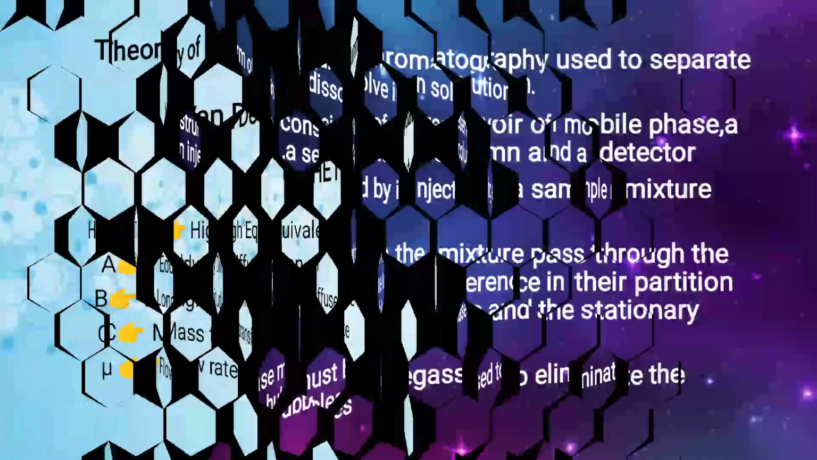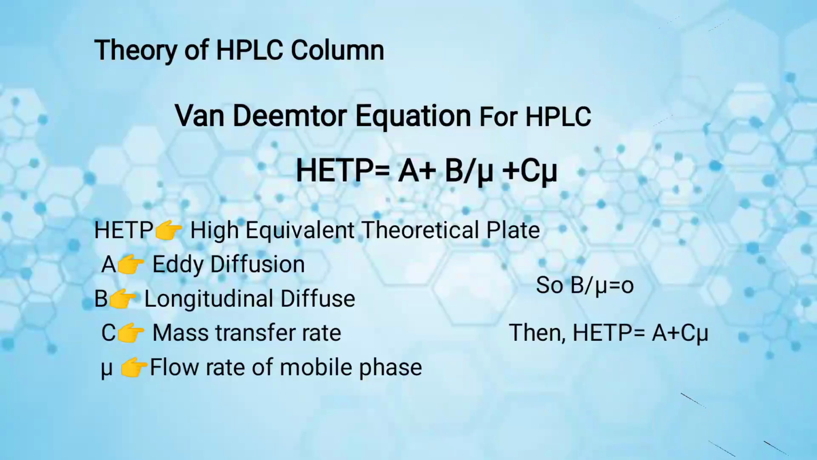Now coming to the theory of the HPLC column. The theory of the HPLC column was described by the Van Deemter equation. This is the Van Deemter equation: HETP equals A plus B by mu plus C mu. HETP is height equivalent to theoretical plate. A is eddy diffusion, B is longitudinal diffusion, C is mass transfer rate, and mu is the flow rate of the mobile phase.